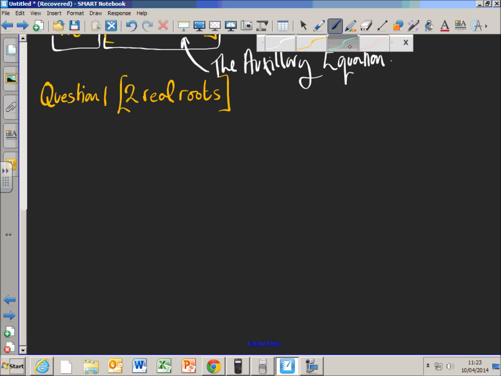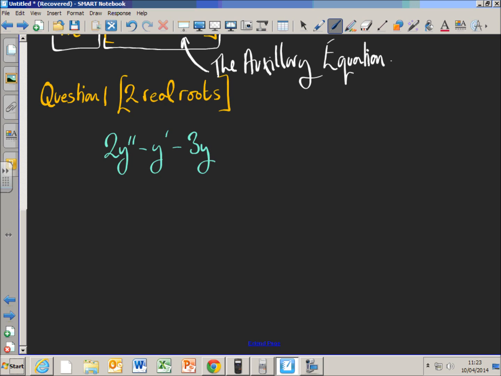Okay, so the question we're going to do is 2y'' minus y' minus 3y is equal to, what should we say? What do you reckon? Doesn't matter, does it? Sin x? You want an exponential? e to the x? Okay, just e to the x then. So what's the first thing we do then?